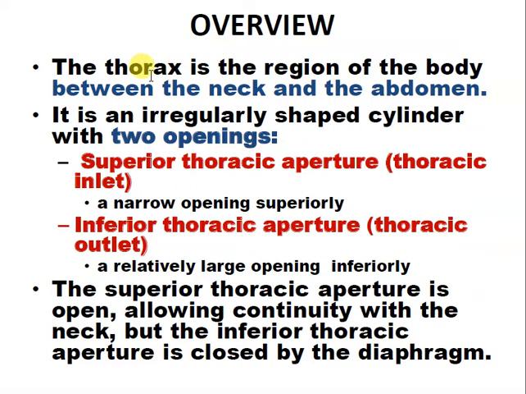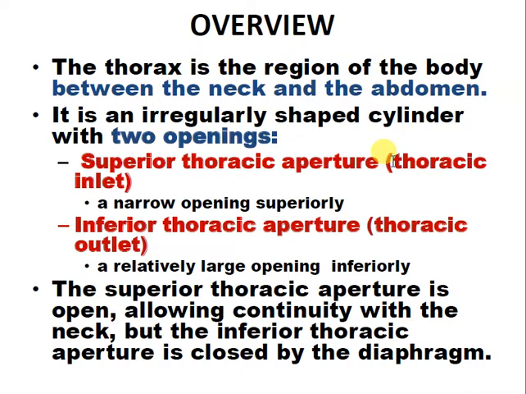So in overview, the thorax is a region of the body between the neck and the abdomen. When we are moving from the head to the neck, going to the abdomen, we are passing through the region of the body which is the thorax. So between neck and abdomen we have the thorax. It is an irregular shaped cylinder with two openings. It has the superior thoracic aperture, or we call it the thoracic inlet, which is a narrow opening superiorly, and then it has the inferior thoracic aperture, which is the thoracic outlet. So we have the thoracic inlet and the thoracic outlet.